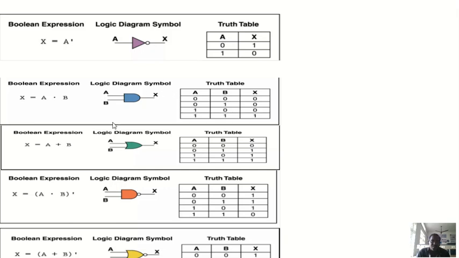This is the logic diagram symbol for the AND gate. We have two inputs, a and b, and the output is x. The output is equal to a dot b; this is the Boolean expression. Now this is the truth table. In the AND gate, if both inputs are 1, we get the output. Otherwise, if any one of the inputs is 0, we are not able to get the output; the output is 0.